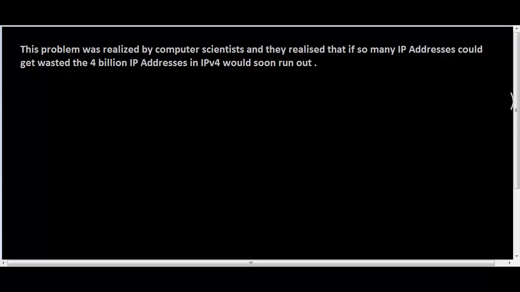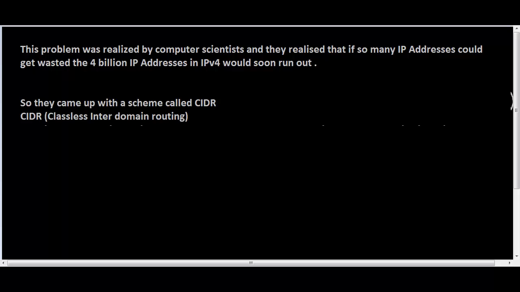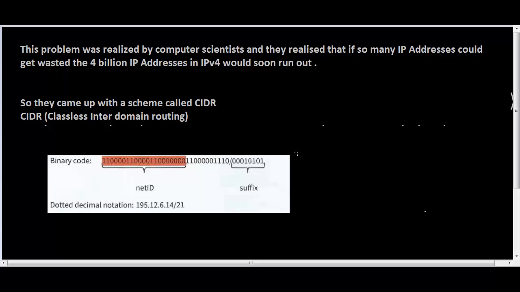This problem was realized by computer scientists, and they also realized that if so many IP addresses could get wasted in a single network owned by a single organization, then pretty soon the 4 billion IP addresses in IP version 4 would run out. So they came up with a different scheme, and this scheme was called CIDR. CIDR stands for classless interdomain routing.